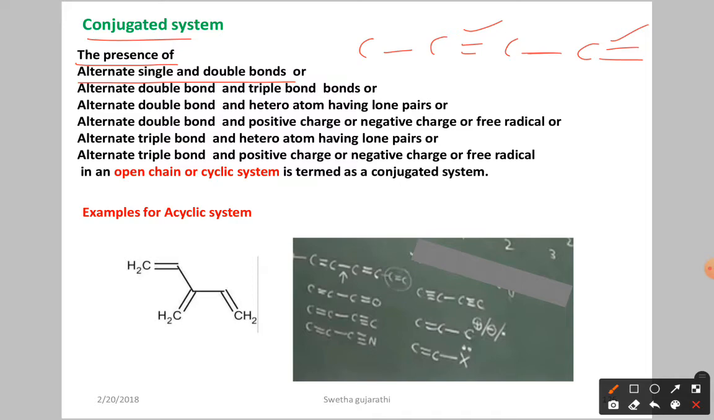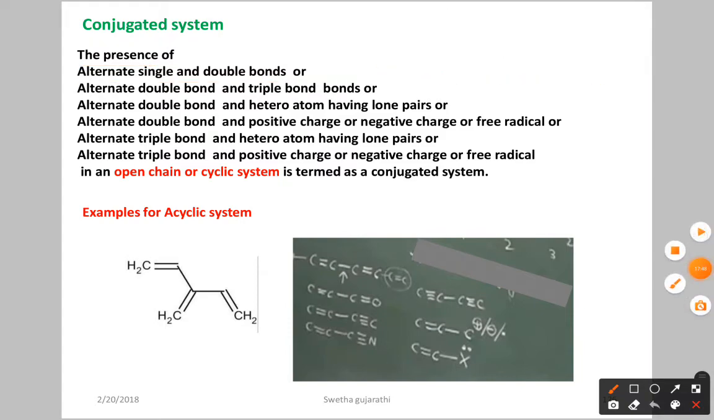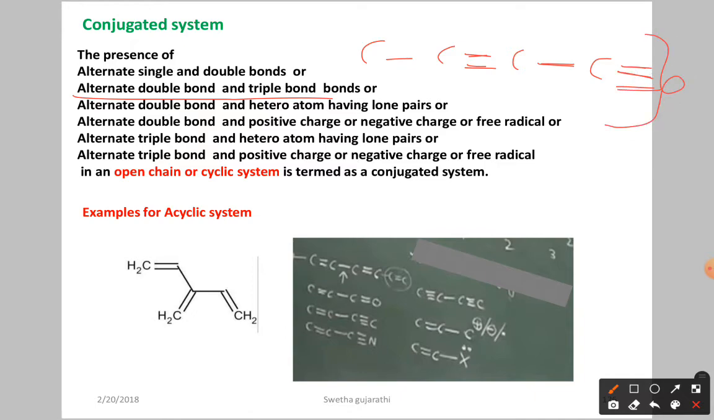Or sometimes you may have alternate triple bonds instead, and this also indicates conjugation. Sometimes we have alternate double bond and triple bond. For example, here we have a double bond, then a single bond, and after that a triple bond. This condition also indicates that it is in conjugation. Alternate double bond and triple bond is also conjugation. Then there is alternate double bond and a heteroatom having a lone pair, for example like this.